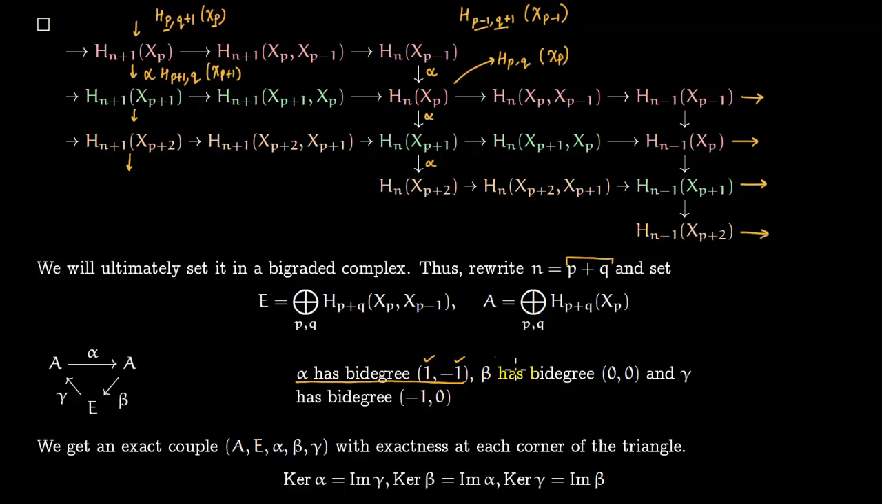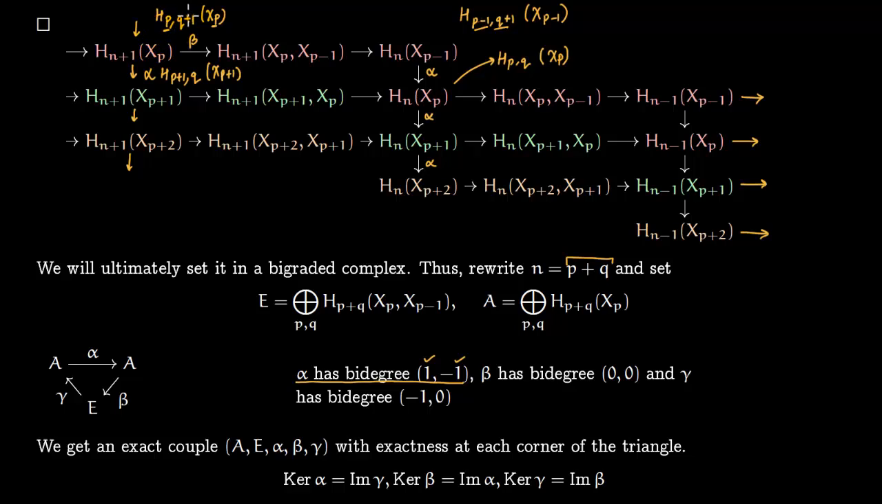So let us now see beta. So beta does not do anything. Beta has bi-degree 0, 0. So notice that the map beta is right here. So what does it do? Your index has to match the index here. So you have p here, n plus 1 here, p here, n plus 1 here. So the index has not changed.